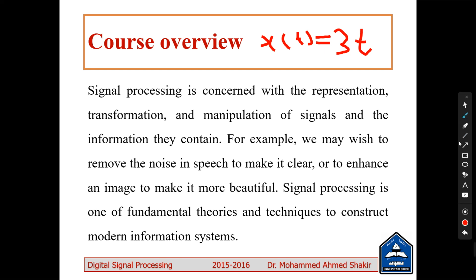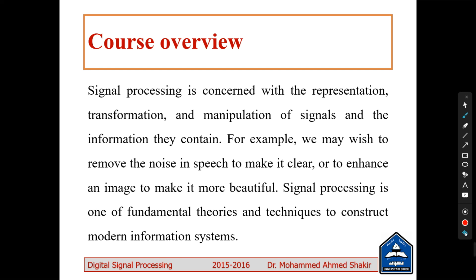On the other hand, we may represent the signal in a frequency domain, for example, by taking the Fourier series or Fourier transform of the signal and drawing the spectrum of the signal. By now we have two kinds of representations. Either the signal will be represented in time domain or in frequency domain.